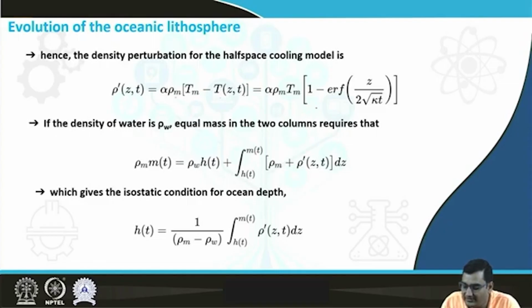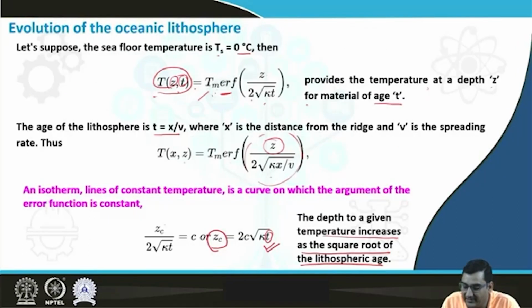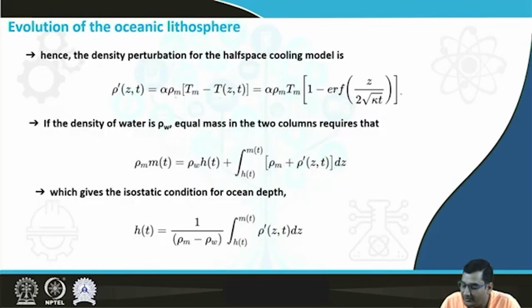You can see that from this equation, T by Tm is equal to the error function of z by 2 square root of kappa t. So when you replace it with this, it will become something like this.